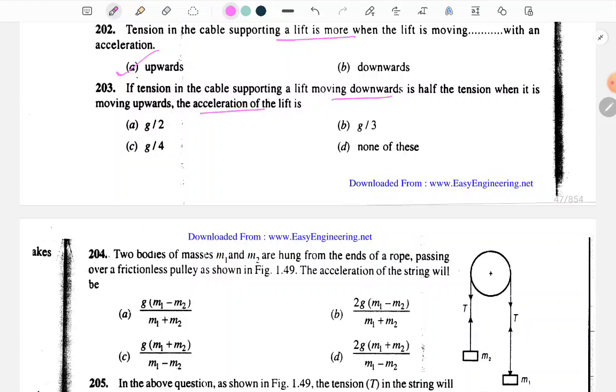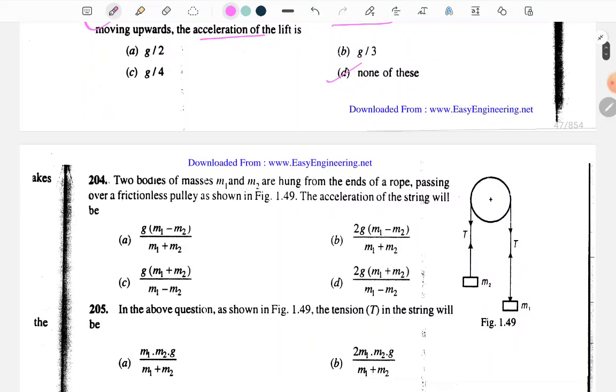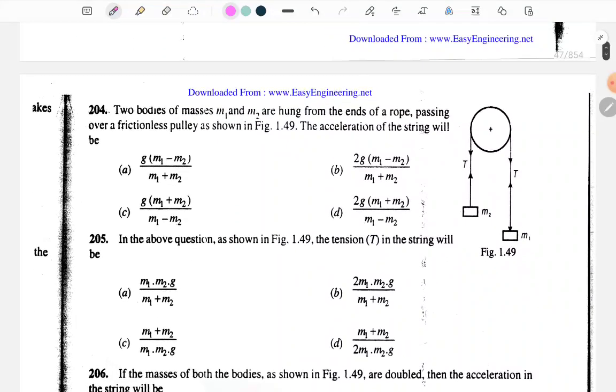Option D, none of these, is given, but this question you mark as some. This answer is given somewhere else, some different answer. So just focus on this question. If it comes, I think g by 2 or g by 3 is given out of these two. Just see this answer. Next, this type of figure they will give you.